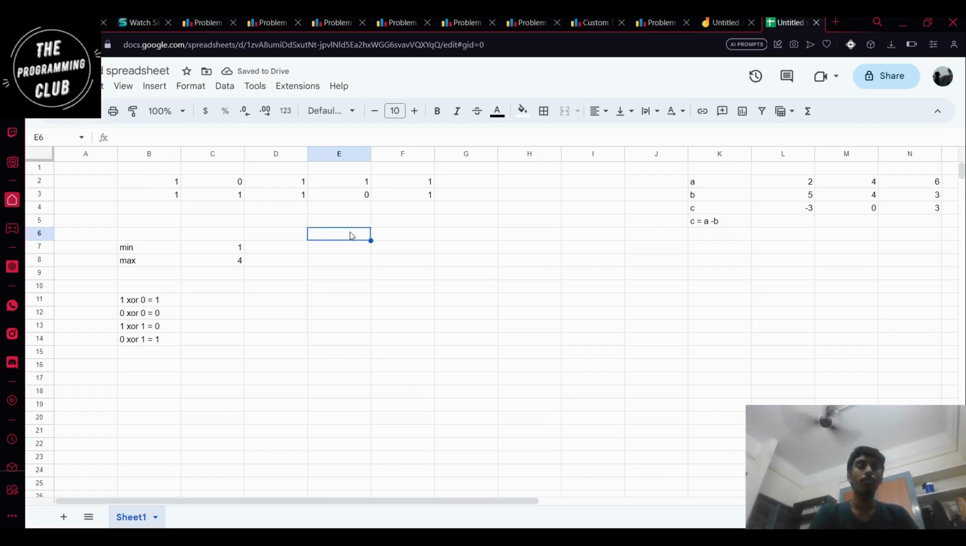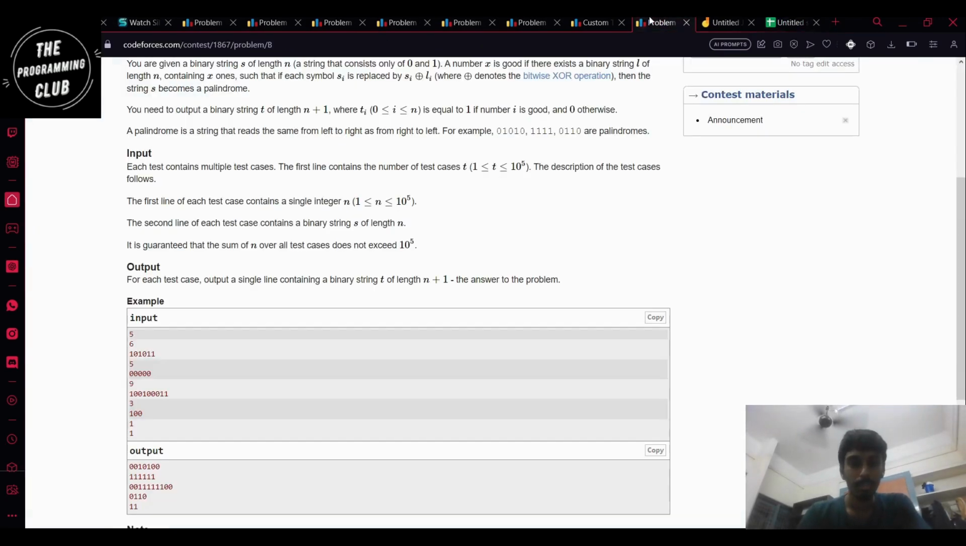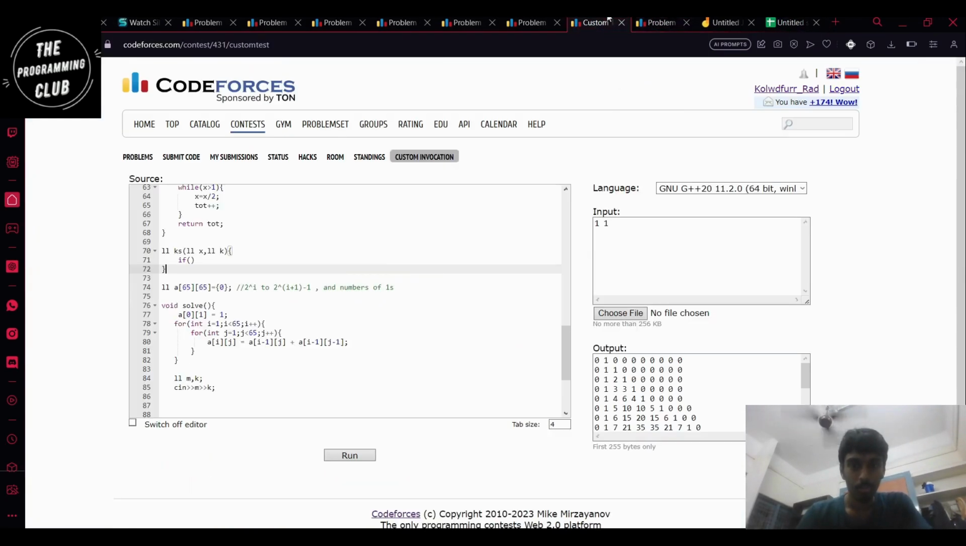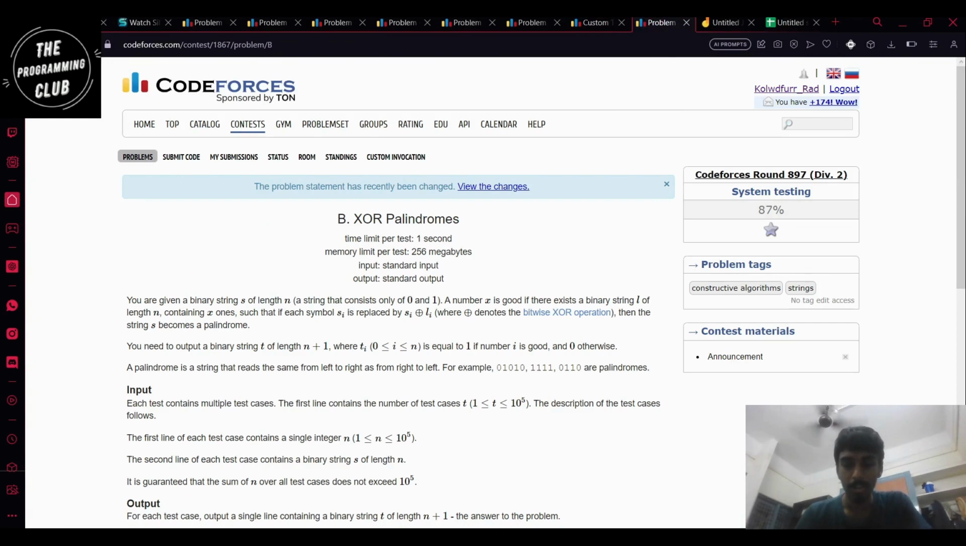So for odd numbers, every x between min and max works, and for even numbers, every number which has the same parity as min between min and max will work. So that is the hint for problem B. You can try to implement it.